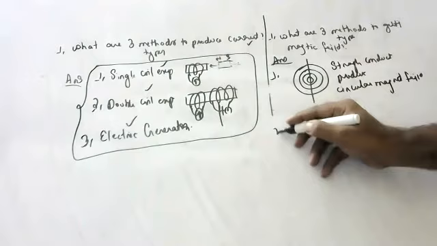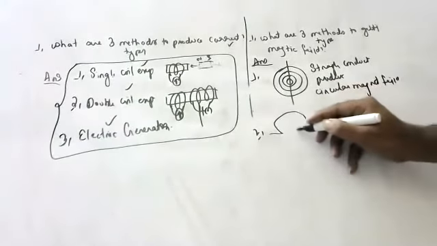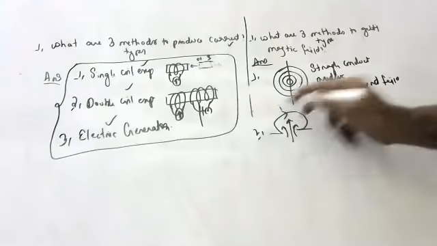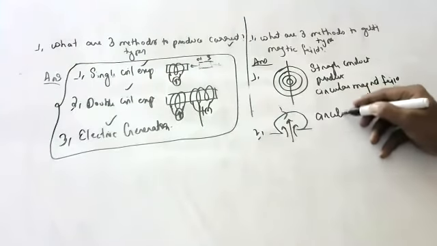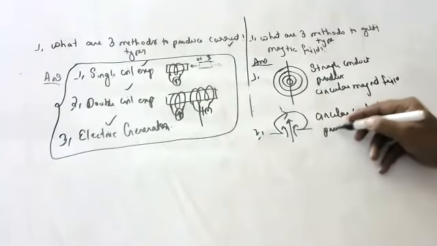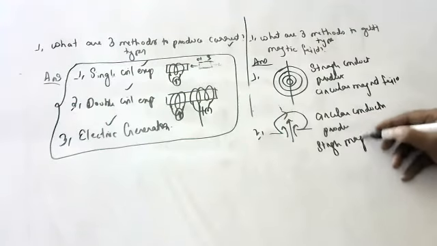What is number two? A circular conductor produces a straight magnetic field. This is the other one. What is the third one?